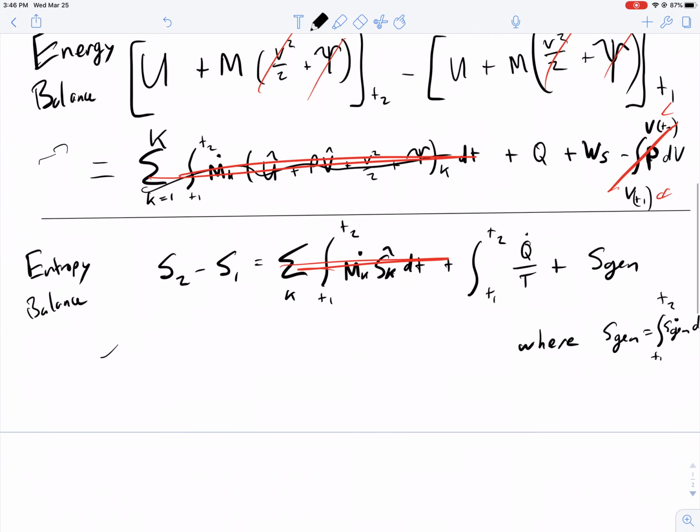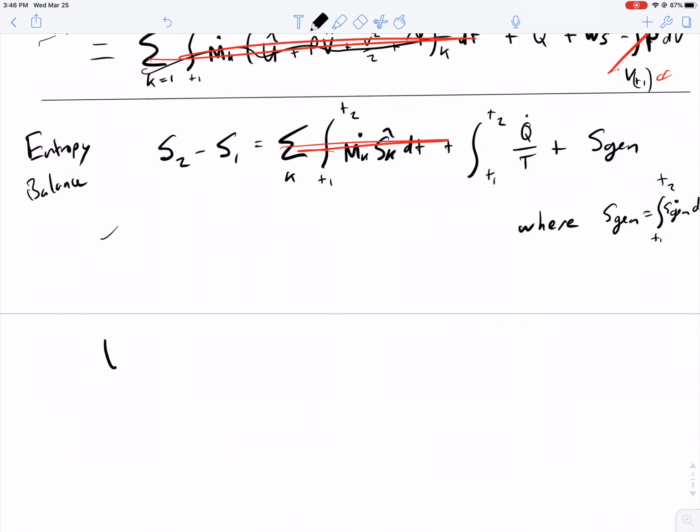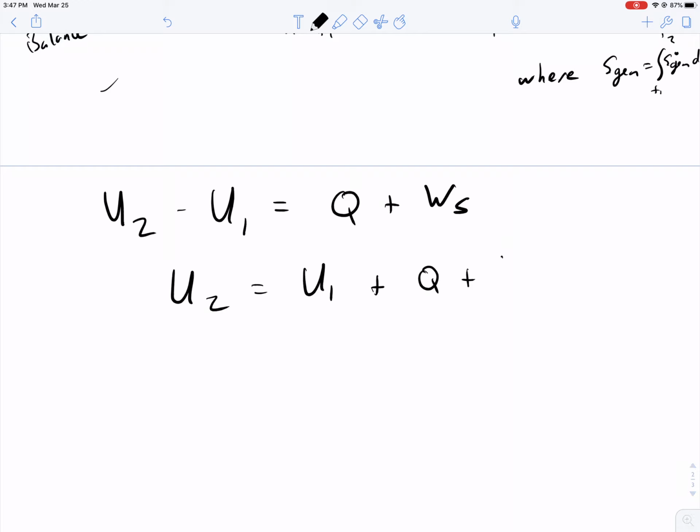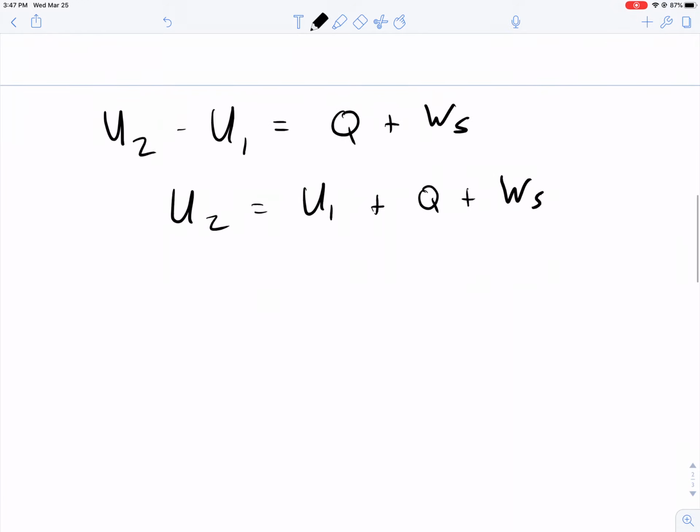We eliminate those terms. What we have for our energy balance equation is U, I'm just going to use subscript 2 for U at T2, minus U1 equals Q plus WS, or rearranged, U2 equals U1 plus Q plus WS. Similarly, from the entropy balance equation, what we have left is S2 equals S1 plus the entropy generated by heat flow plus the S-gen term.